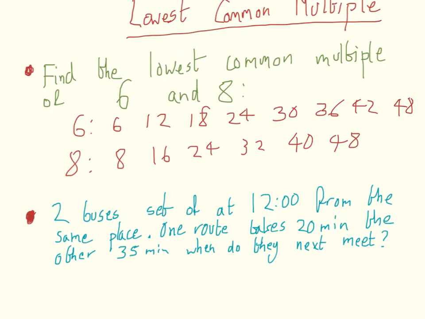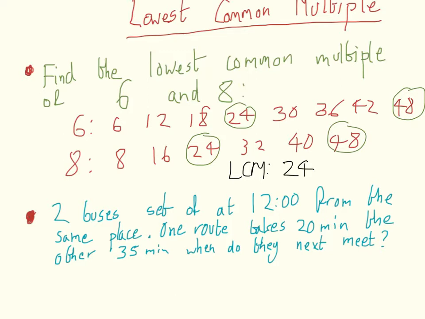And if we look along, you should hopefully be able to see that 24 appears in both the 6 and the 8 times table. And also, if you continue going further on, 48 appears in both. But the lowest common multiple, which is what we need to find, the lowest number that appears in both, is 24. So the lowest common multiple of 6 and 8 is 24.